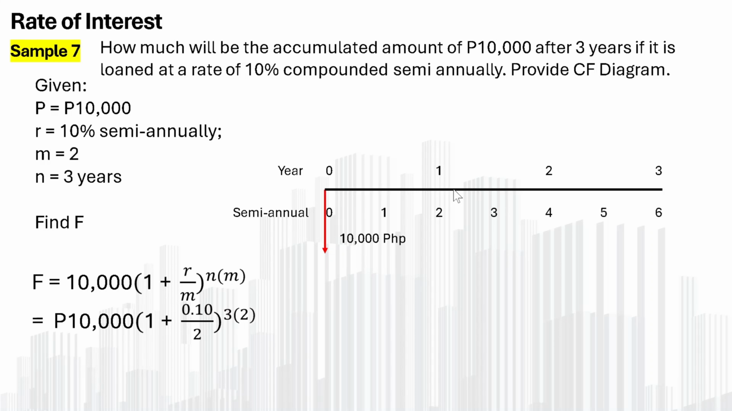So 10,000 here should look something like this. 1 plus 0.1 over 2. That's 10% over 2, which is yung number of times being compounded. And then raised to 3 times 2. So yung 3 natin here is 3 years, times 2 yung number of times is being compounded, which would give us 13,400.96. Okay?